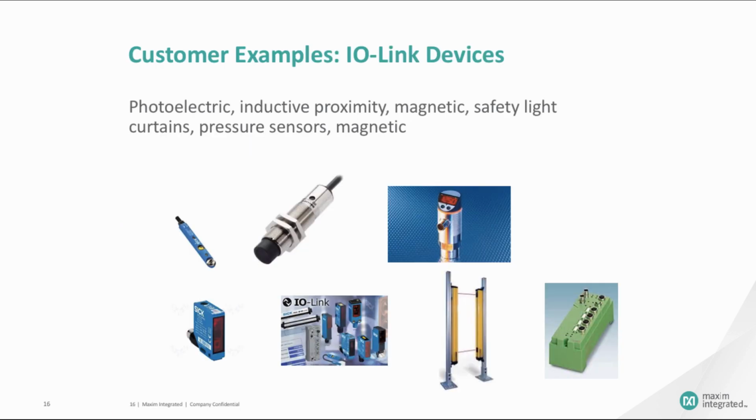Industrial sensors, like many technologies these days, are trying to pack a bigger punch in a smaller package. This slide shows a number of examples, such as a photoelectric sensor, inductive proximity sensor, magnetic sensor, a safety light curtain, and a pressure sensor.